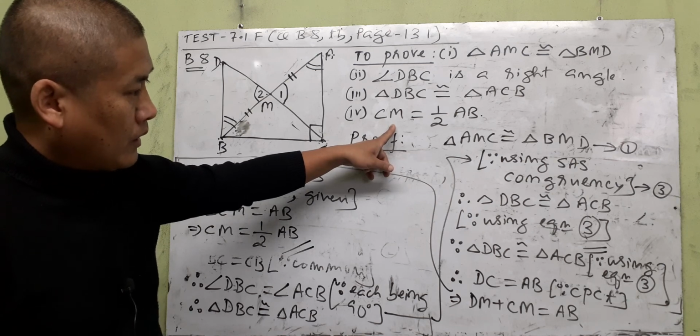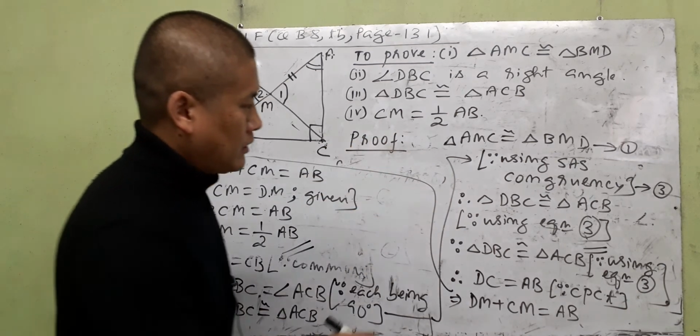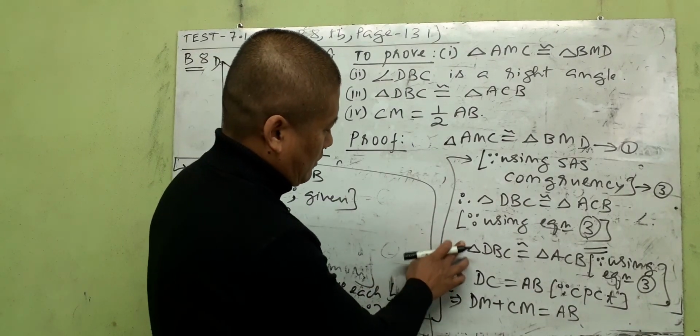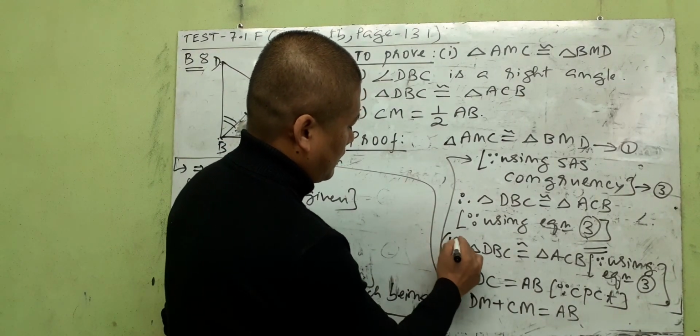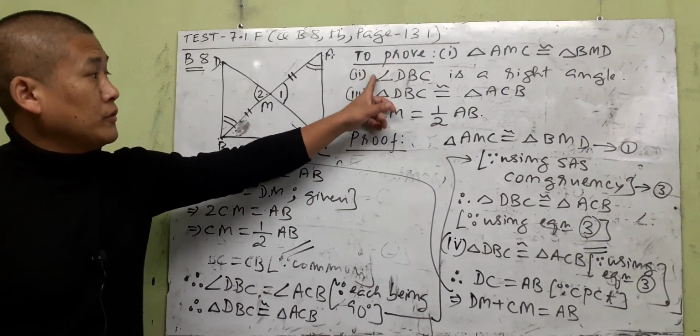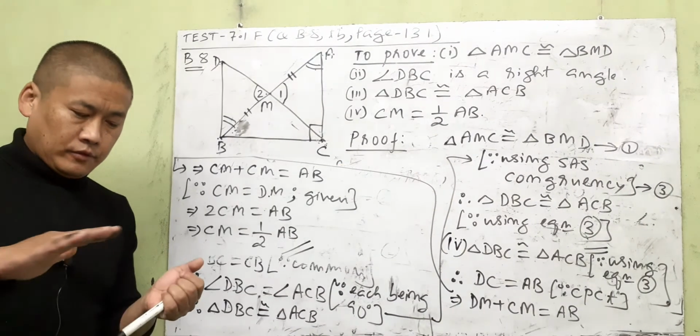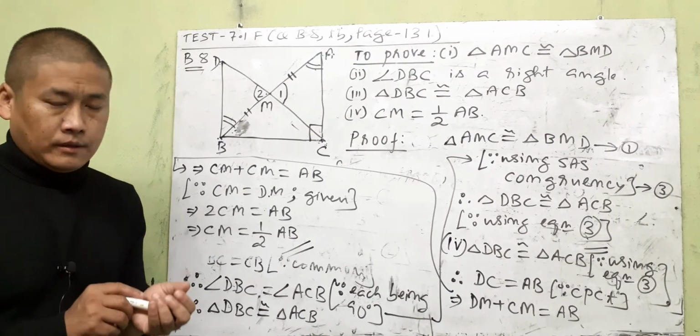Now this is number 4. Just write your 4. To complete these 4 points, 1, 2, 3, 4, it's a little bit long but not hard. Just go patiently, listen carefully, and you'll understand.